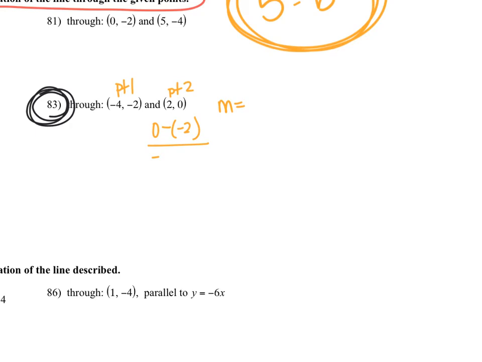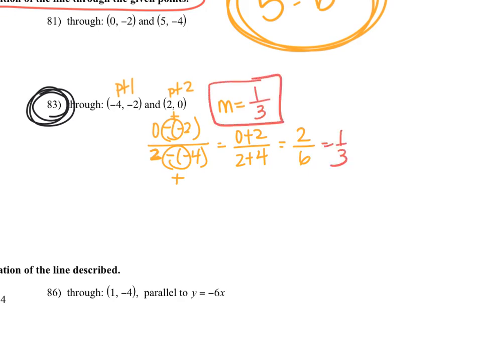You have to go in order. So let's go in order. So 0 minus a negative 2, so then I'm going to have a 2 minus a negative 4. So that becomes a plus, and this becomes a plus. So 0 plus 2 over 2 plus 4, so 2 over 6, which is 1/3. So now I know that my slope is going to be 1/3.